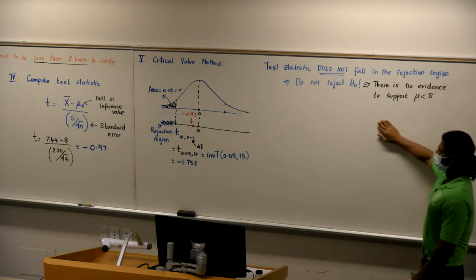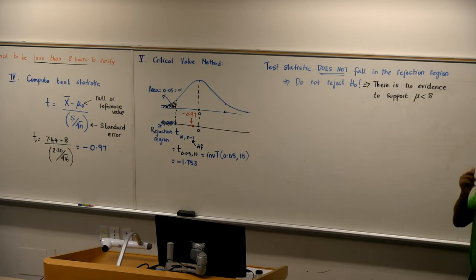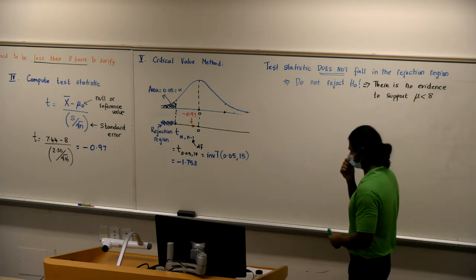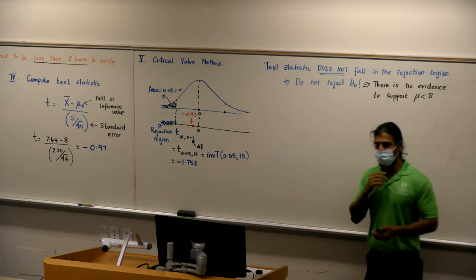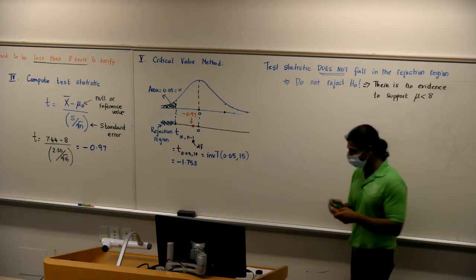Okay, so we already know the conclusion, but as I said, critical value method is an approach that people take to explain hypothesis testing, but in practice we rely on something called the P-value.